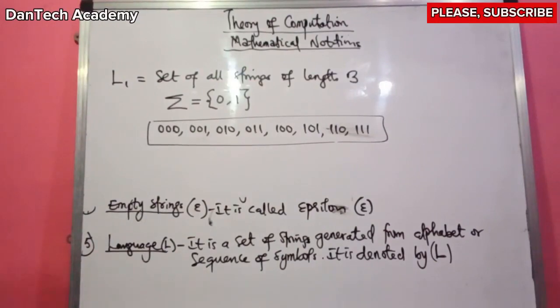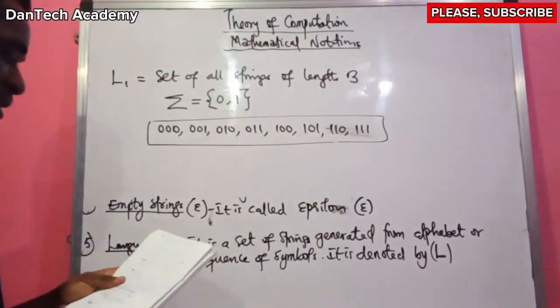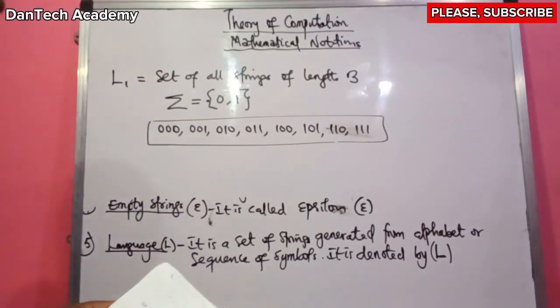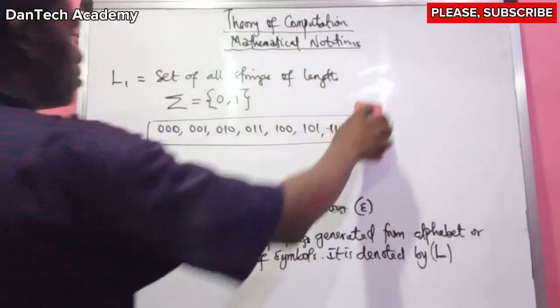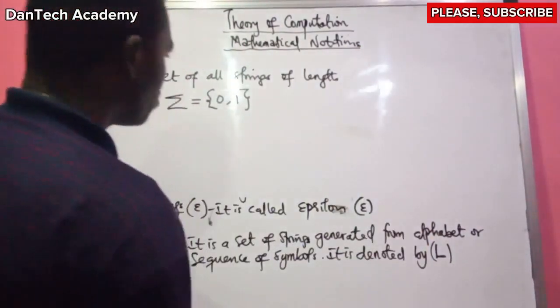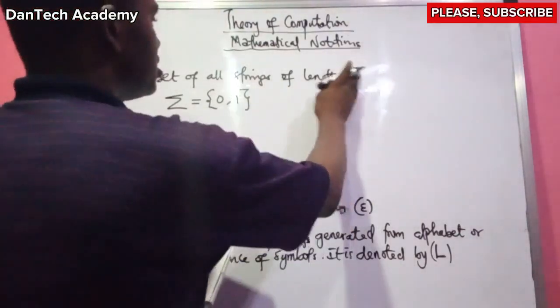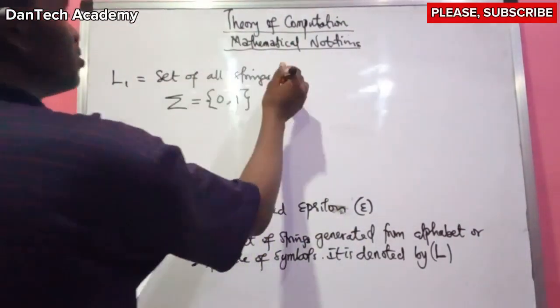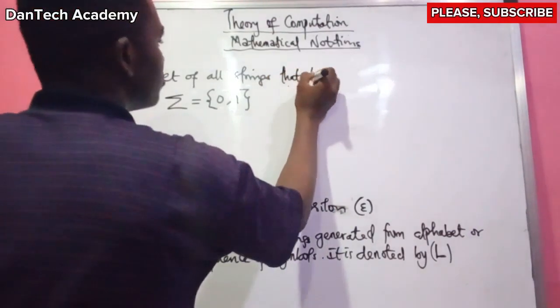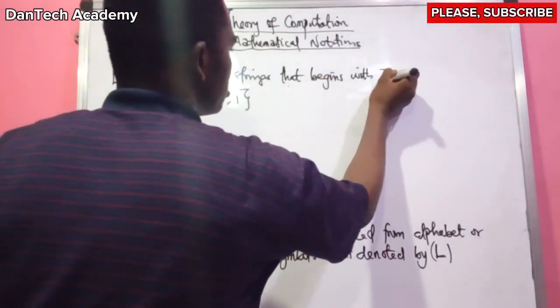So let's do another one. Another one here is the set of all strings that begin with 0. I'll rub this off. Set of all strings that begin with 0.